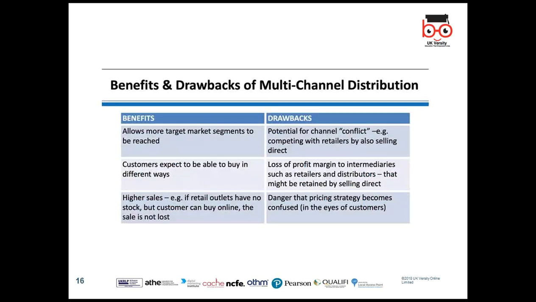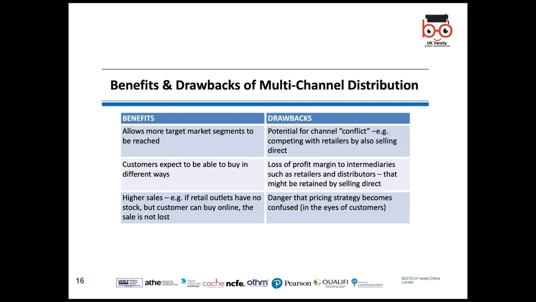Then the benefits and drawbacks of multi-channel distribution. Benefits: it allows more target market segments to be reached, customers expect to be able to buy in different ways, and higher sales. If a retailer outlet has no stock, the customer can buy online and the sale is not lost.